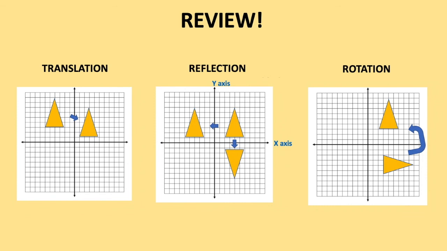Rotation of a shape or line occurs around a central point and is described by both the direction of the rotation and the degree that the object or shape or line was rotated.